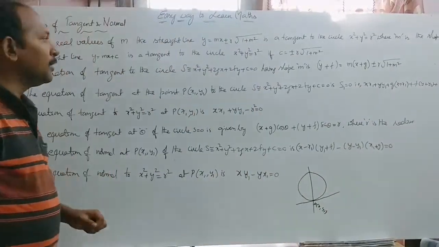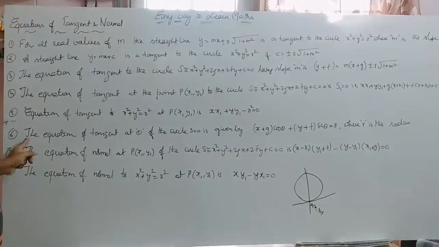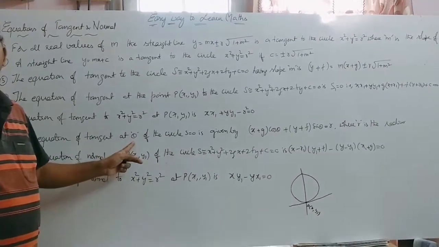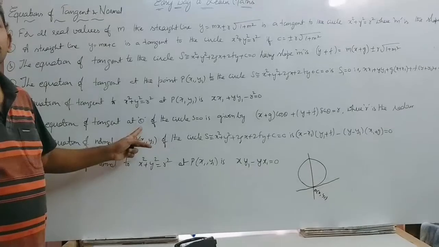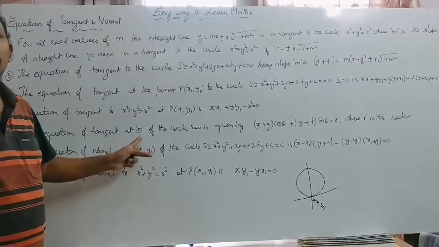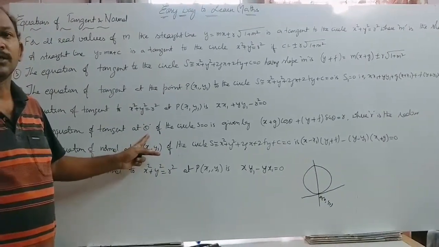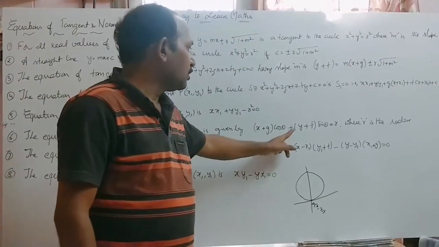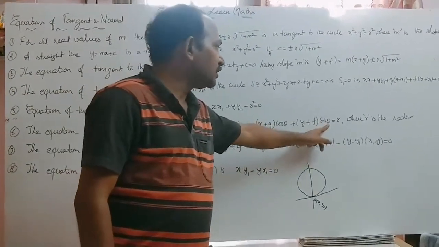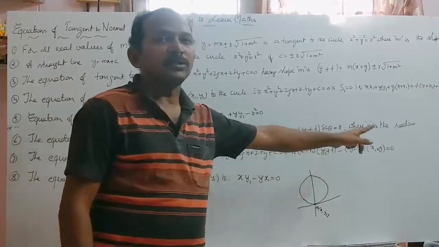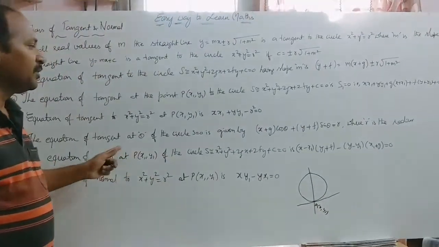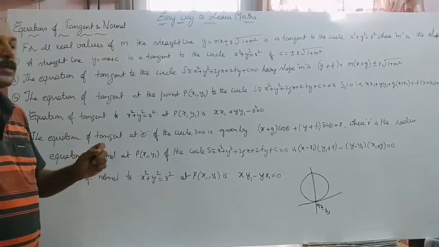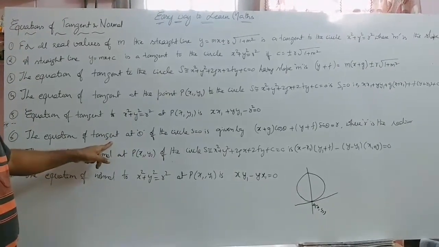Here the equation of tangent at θ. Theta means parametric equations with variable theta. They represent any point on the circle. Then in this form, (x + g) cos θ + (y + f) sin θ = r, where r is the radius. R is derived by the formula √(g² + f² − c). Special case, theta is given.